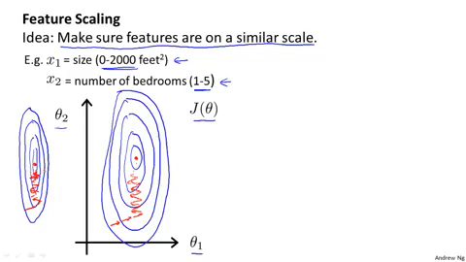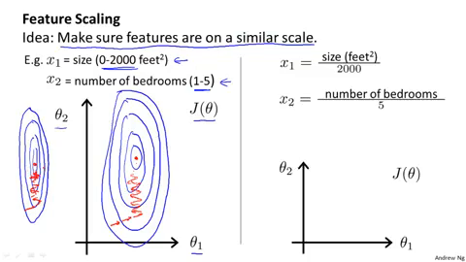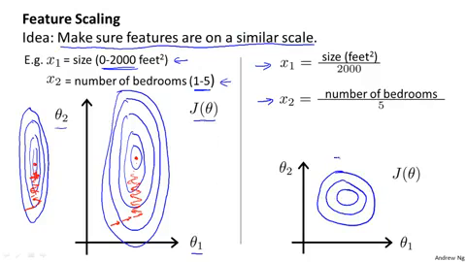In these settings, a useful thing to do is to scale the features. Concretely, if you instead define the feature x1 to be the size of the house divided by 2000, and define x2 to be maybe the number of bedrooms divided by 5, then the contours of the cost function J can become much less skewed, so the contours may look more like circles.